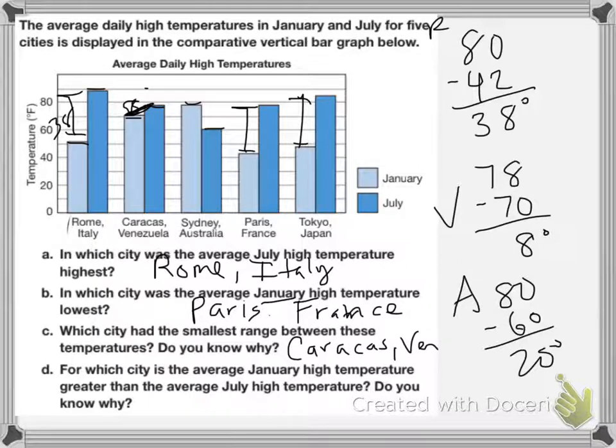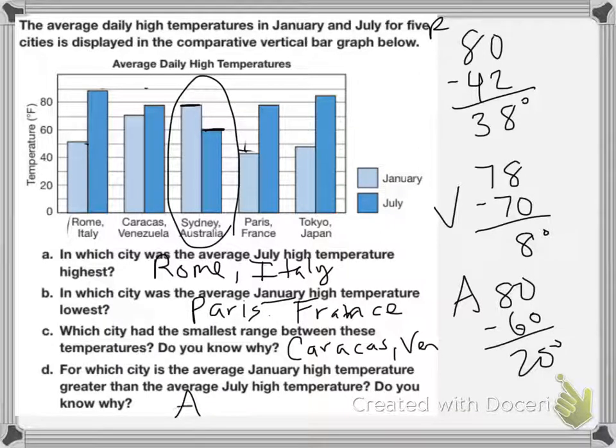The last question says, for which city is the average January high temperature greater than the average July high temperature? If we look, in Sydney, Australia, it's warmer in January than it is in July. And if you didn't know, it's because Australia is south of the equator, and January is summer south of the equator.